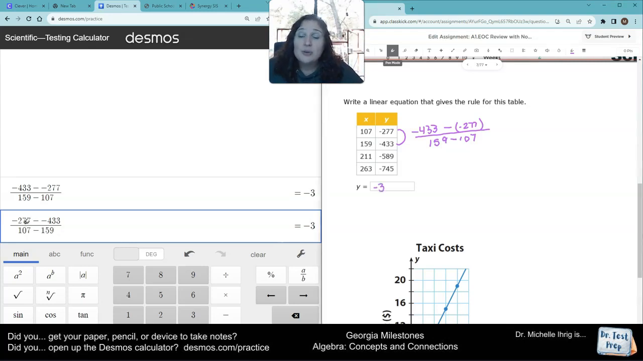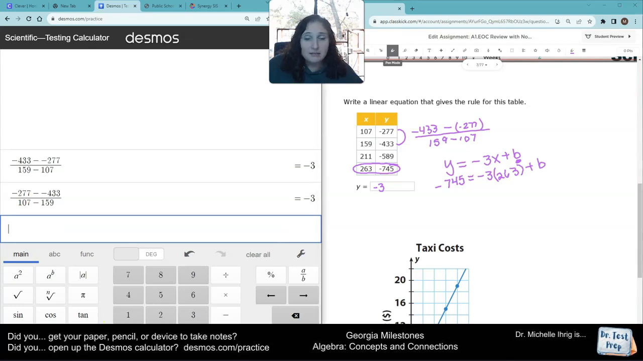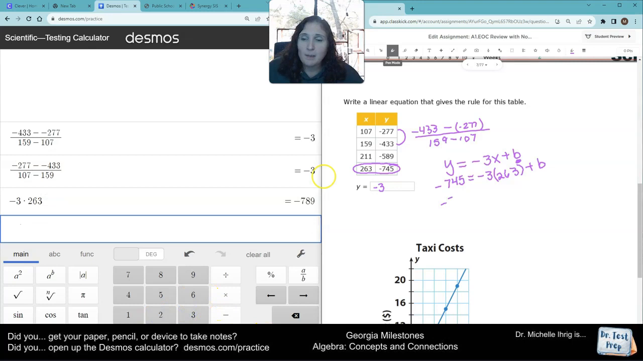Now, what we have to do is, this is where you would have to work backwards to get this b value. So we're just going to pick any point. I'll pick this one. And what I'm going to do is I'm going to substitute it in to get my b point. And let's say you're not very good at multiplying. So what? Use the calculator. Negative 3 times 263. That gives me negative 789. So I multiplied first.